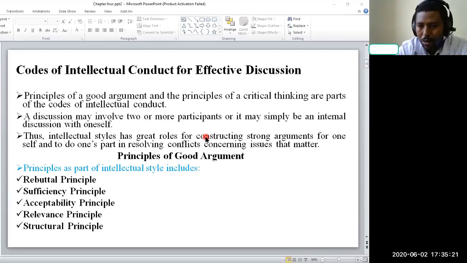role in constructing our argument to be strong for ourselves and for others, and to resolve any difference or conflict concerning the issue being discussed. So the application of these intellectual styles or codes of conduct helps us to make a strong argument and to resolve conflicts in any discussion. So these are the 5 basic intellectual styles or codes of conduct for good argument.